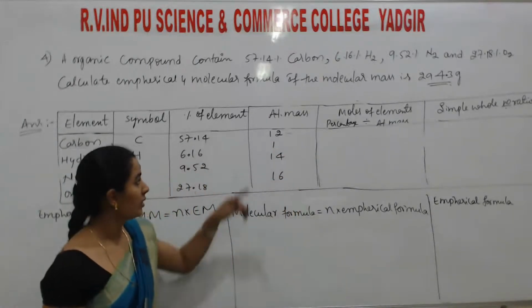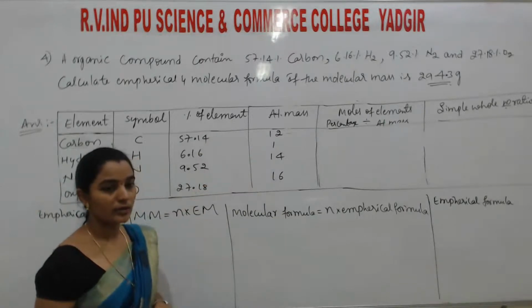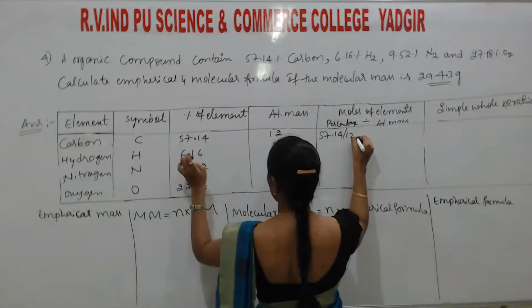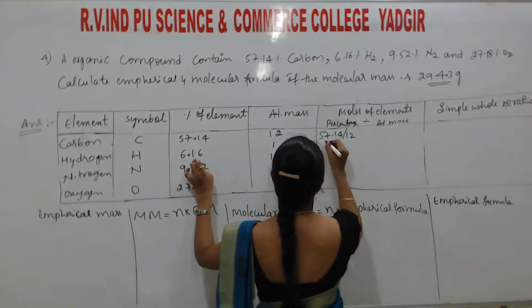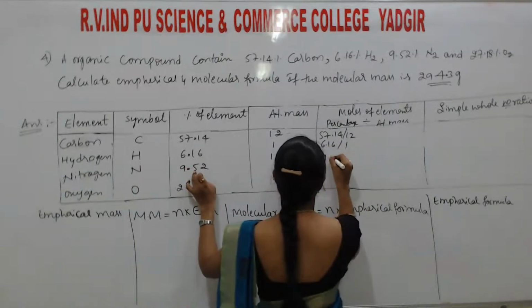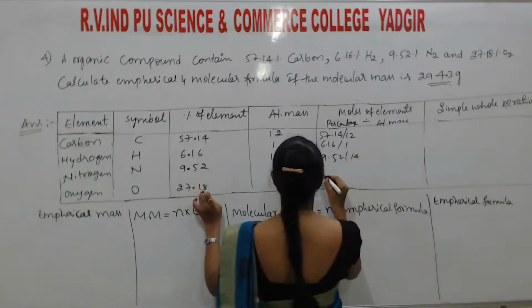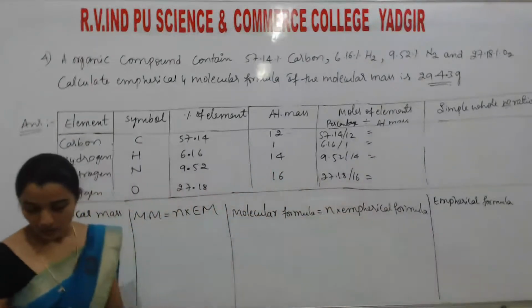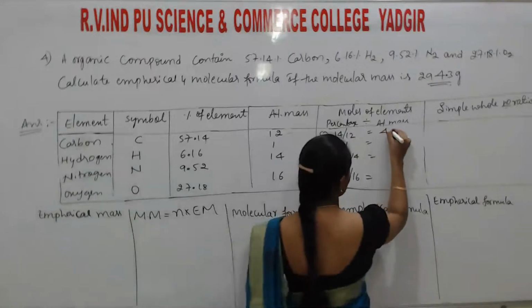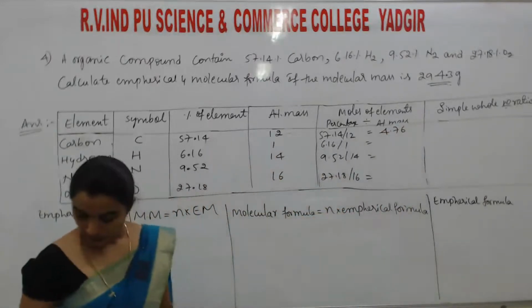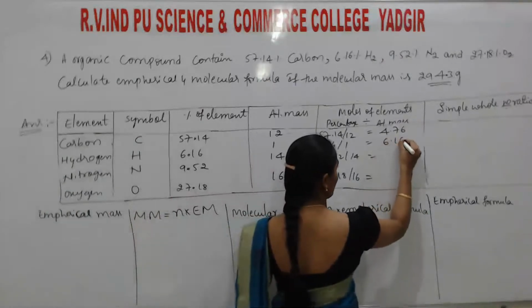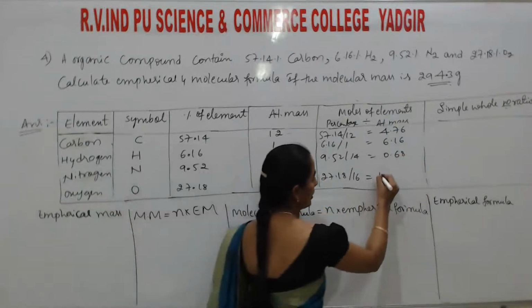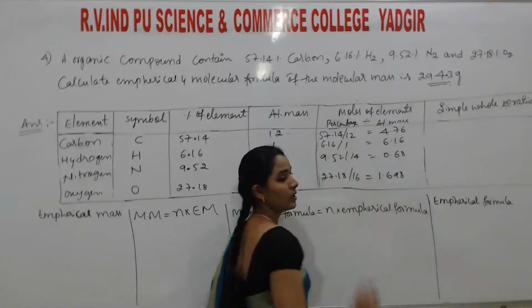The next thing is what? Divide this percentage by this atomic mass. Understand, students? So this one is 57.14 divided by 12, 6.16 divided by 1, 9.52 divided by 14, 27.18 divided by 16. Individually, we have to get them. Then we will get the answers 4.76 for this, and next 6.16, 0.68, 1.698. These are the values after the division.